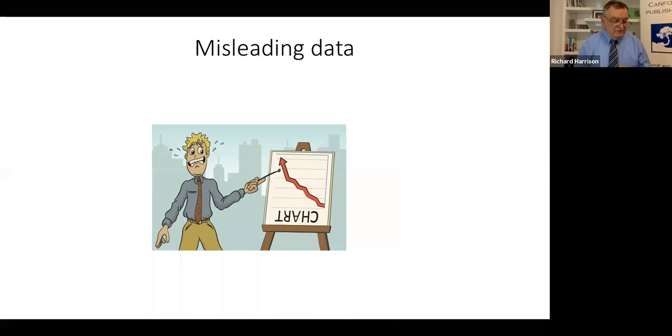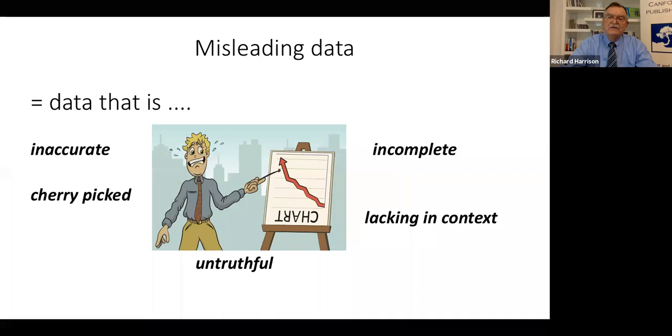Right, let's go on to misleading data. I think I've still got time. I'll just go through this quickly. So by misleading, I mean data that is inaccurate or incomplete, or it's cherry-picked, meaning that the presenter is taking the best bits of data which support his or her opinion or point of view and ignoring the other data.